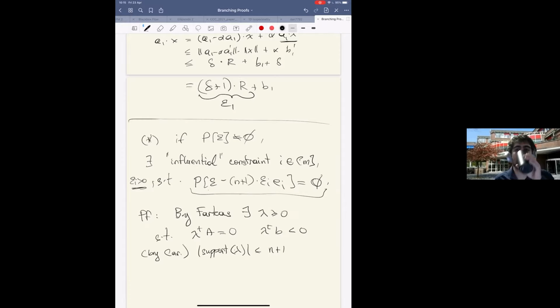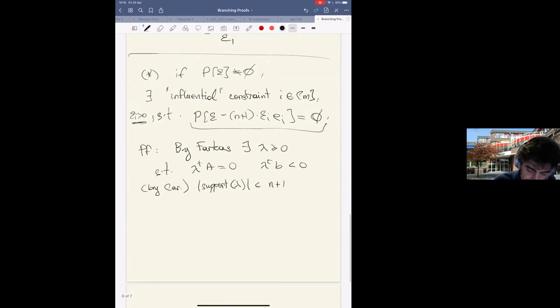So what's going on here? All we're going to do is stare at the Farkas certificate that has small support, and use that to pick out one perturbed inequality that we have to improve to make the new polytope empty. And we're going to use the Farkas certificate to guarantee that the new polytope is empty. So we start with our P epsilon and we say it's not empty. If it was empty, there's nothing to do. So what do we do? We just stare at what that means for the Farkas certificate.